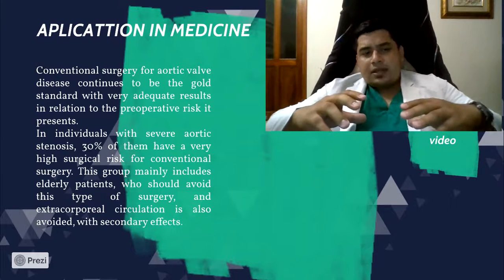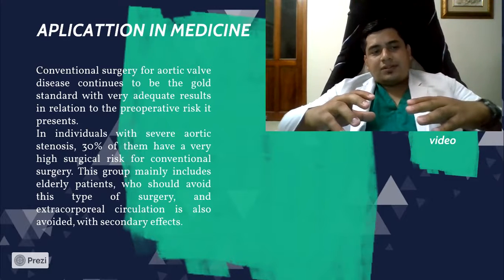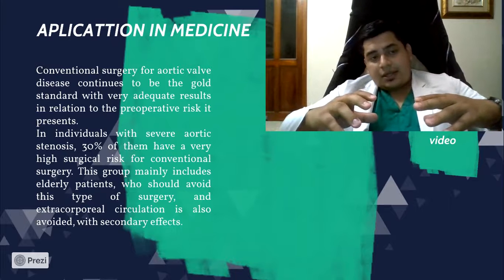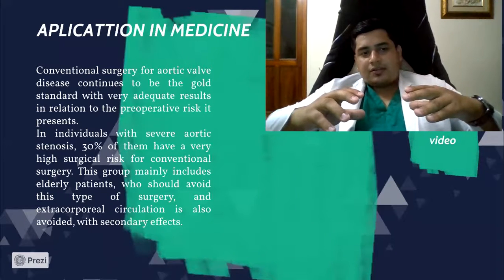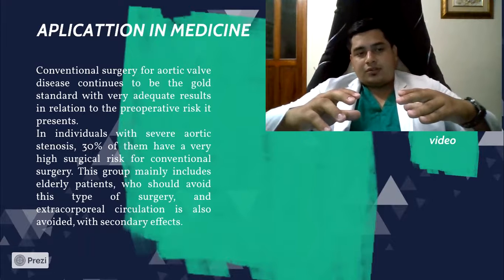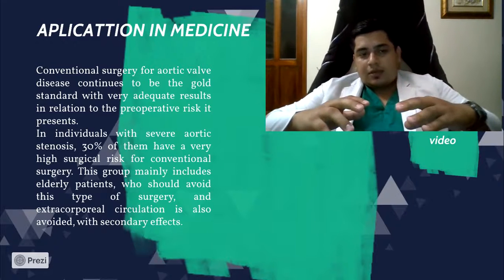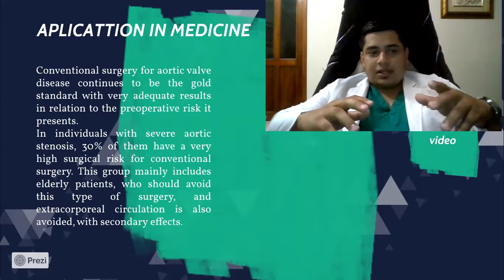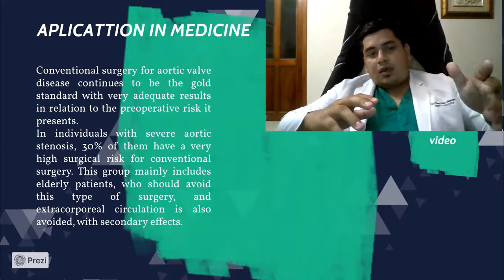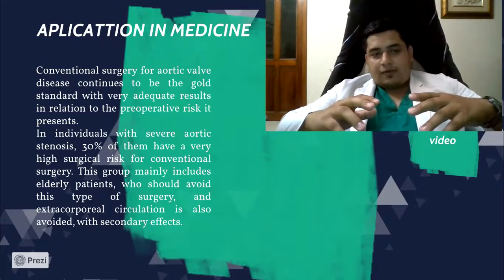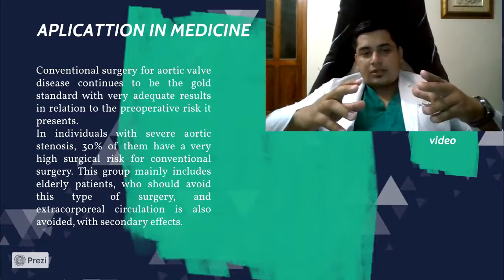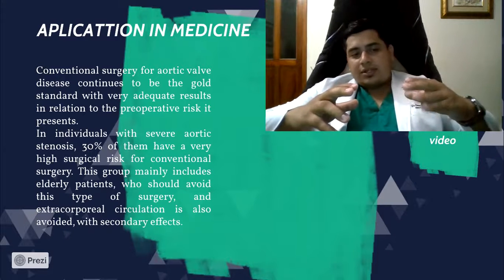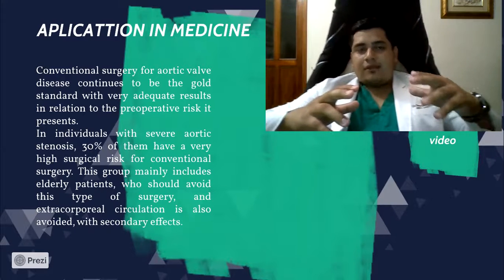In individuals with severe aortic stenosis, 30% of them have a very high surgical risk for conventional surgery. This group mainly includes elderly patients who should avoid this type of surgery. And extracorporeal circulation is also avoided, with its secondary effects.